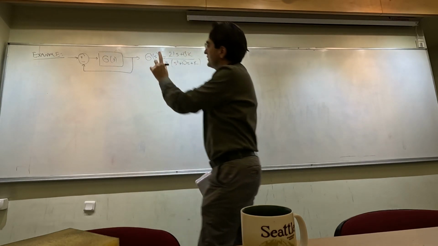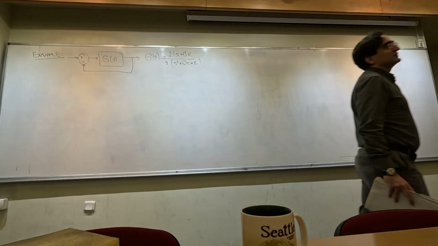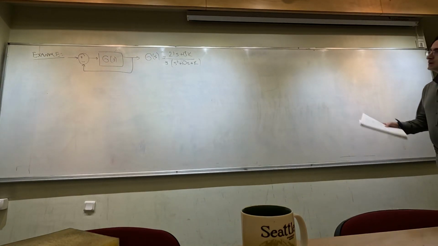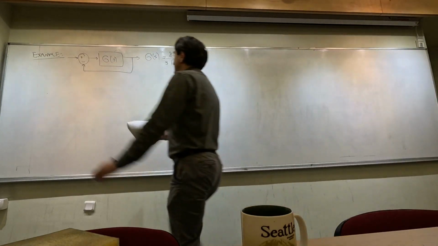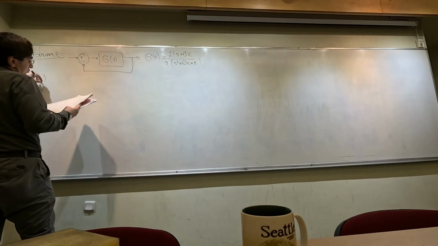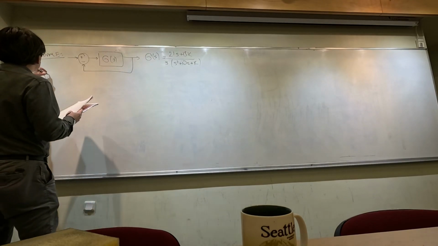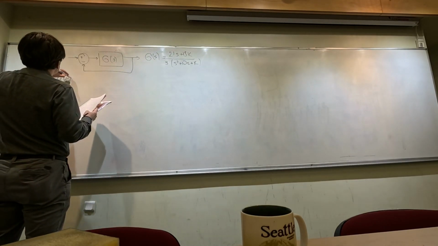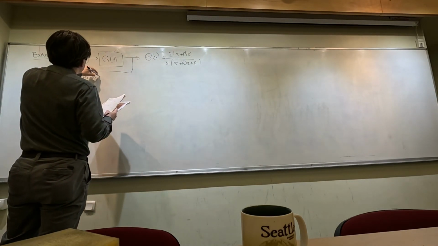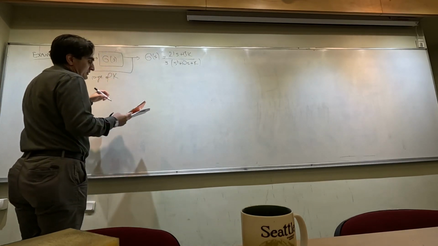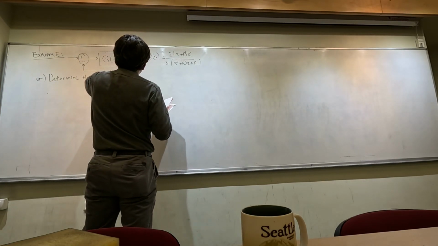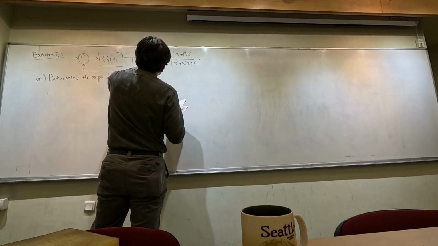Okay? So in this case, this parameter K enters into the system at multiple points. And the question has two parts. The first part is really trivial with the Routh stability criteria. Determine the range of K for stability, for closed loop stability, of course.